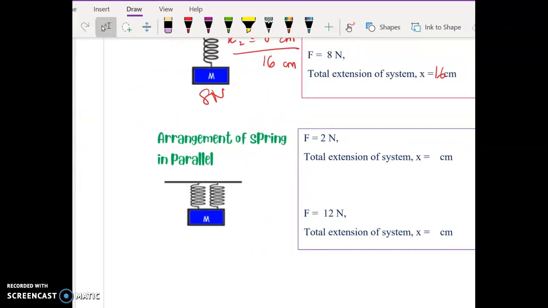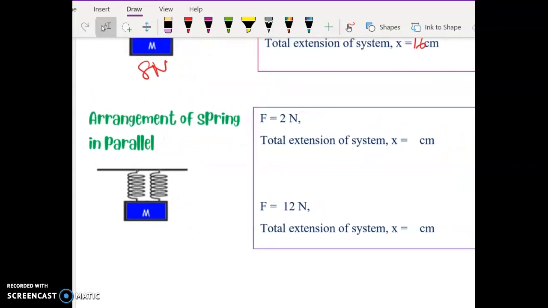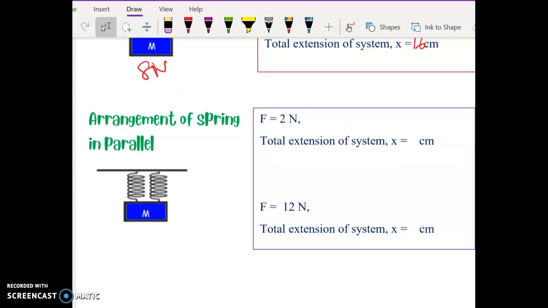So you can guess logically that if we have two springs arranged in parallel, the springs will share the load equally. So the weight will be distributed equally between the two springs. Okay, so now the spring won't extend to 2 centimeter, but it will share the extension. Now I have a 2 Newton load. Before this, if I have one single spring, 2 Newton will extend it by 2 centimeter. But now the springs will share.